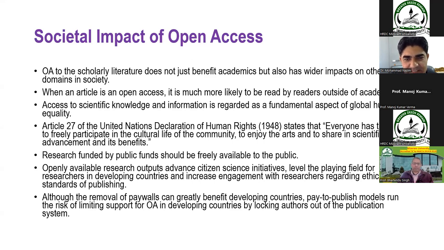We have already discussed there are three different models: gold, green, and hybrid. If you are not adopting gold, then at least the green model can be adopted. Green means that you publish either in open access journals or in a subscription journal, but at least you make a copy of it available in the public domain by archiving it at ResearchGate or at the institutional repository. This is a small contribution every academician and researcher can make to make the open access movement successful.